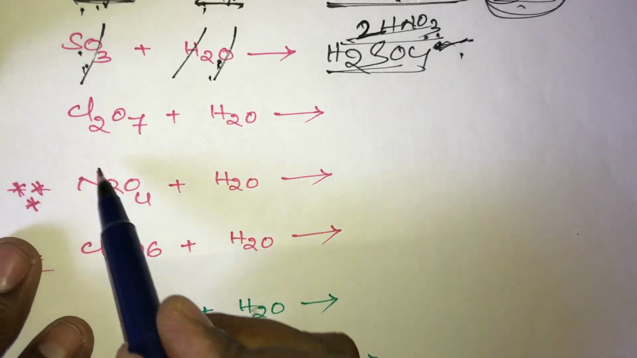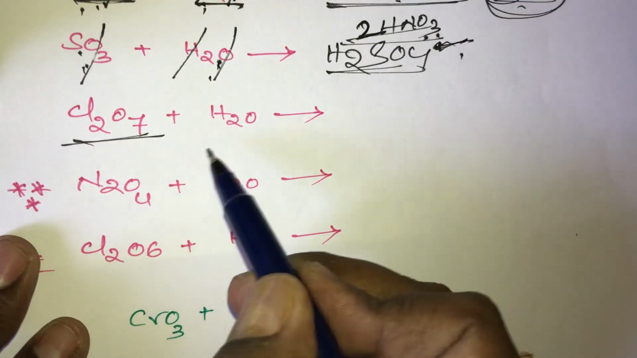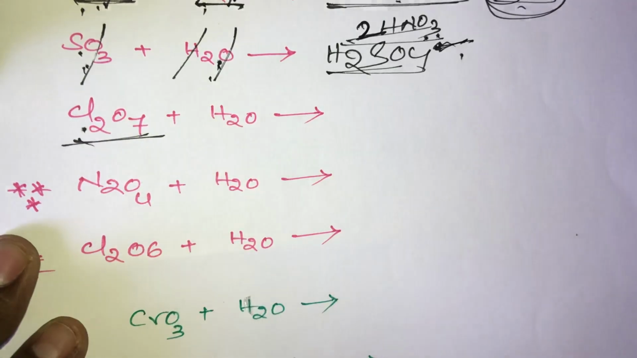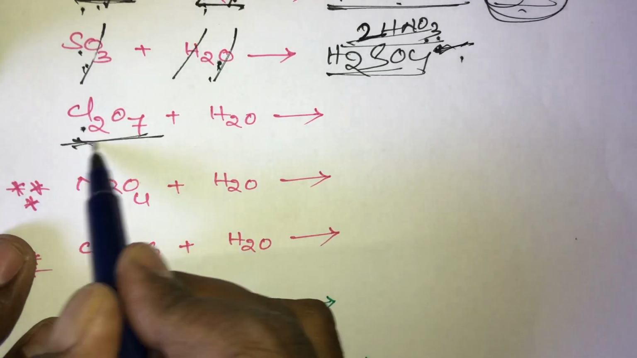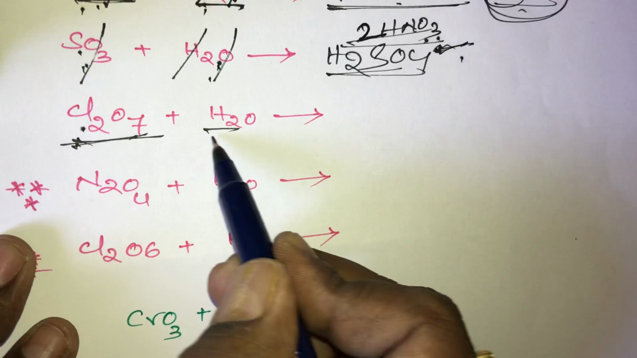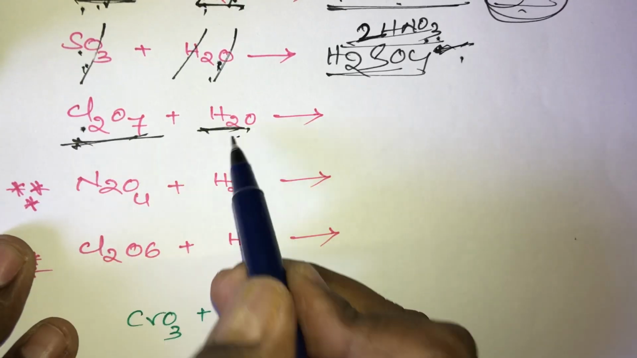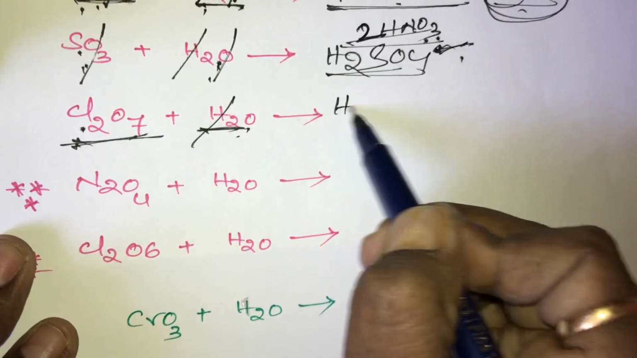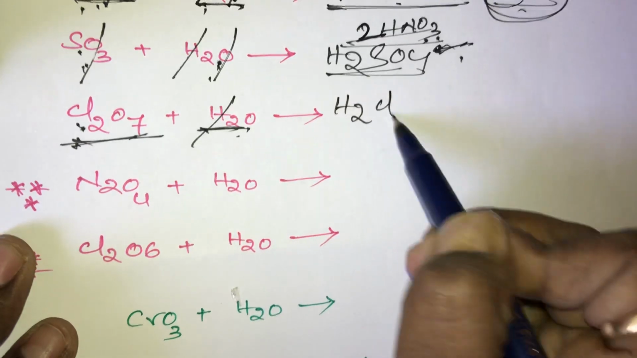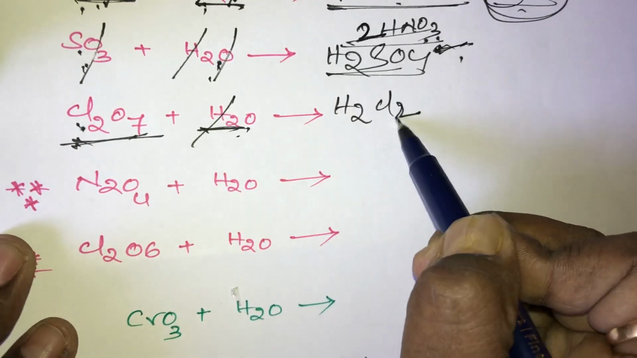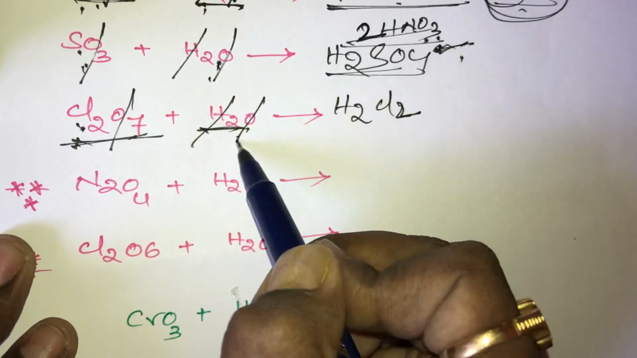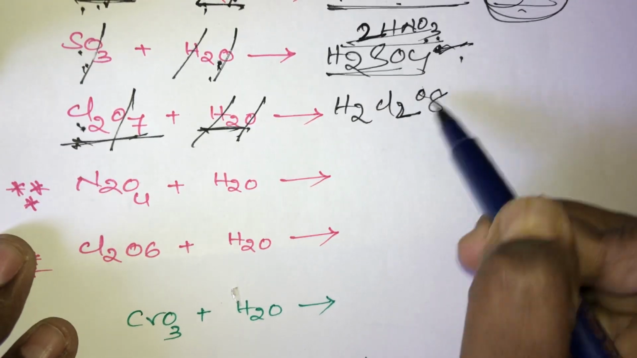Then another one is Cl2O7. Chlorine belongs to the 17th group, or 7th group, elements. Cl2O7 dissolves in water to form, what is it? Write the equation. Here 2 hydrogens are there, write H2, here 2 chlorines, Cl2, and 7 oxygens here, 1 oxygen here, total 8 oxygens.